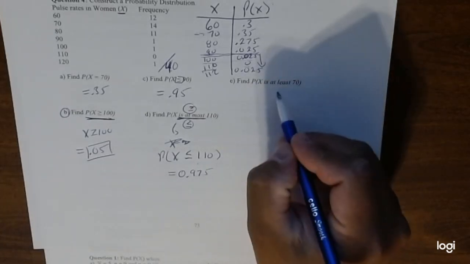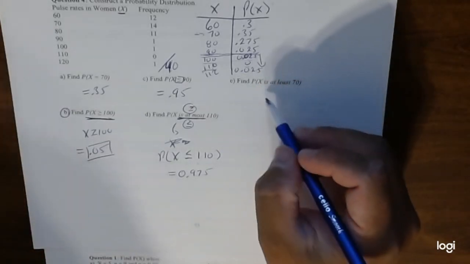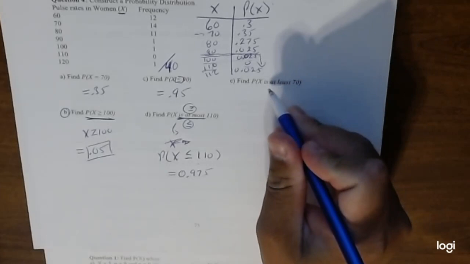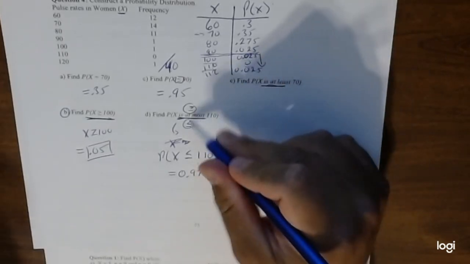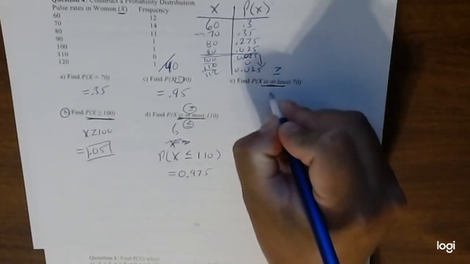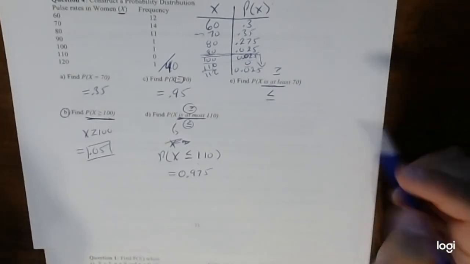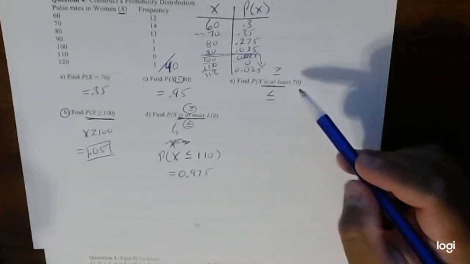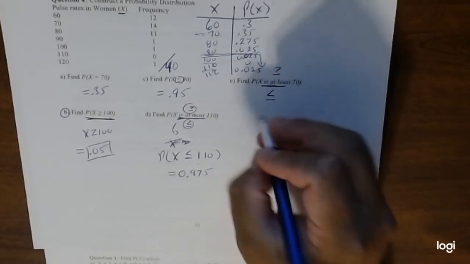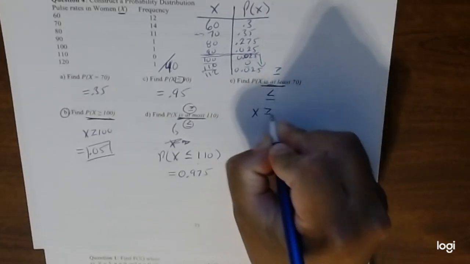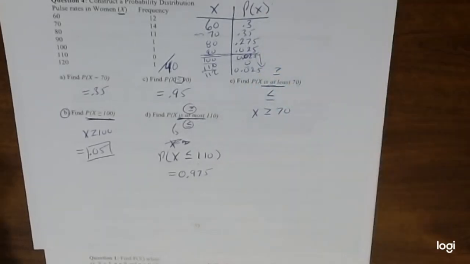So now we do the opposite. E says, find the probability of X is at least 70. Again, we've got to figure out, is it going to be one of these two? Is it going to be this way or that way? Well, it's the opposite of at most. At least means a minimum of 70. So we're looking for the probability of X being greater than or equal to 70, believe it or not.